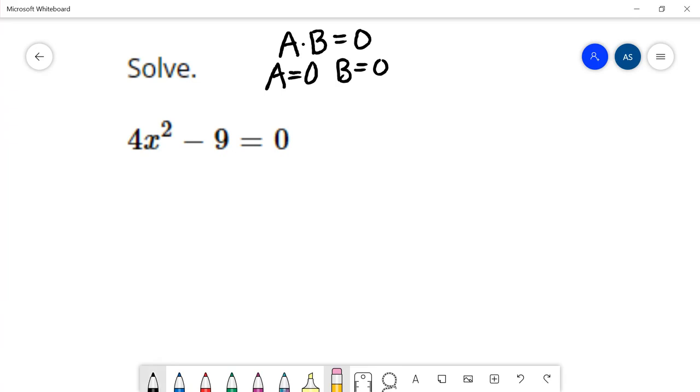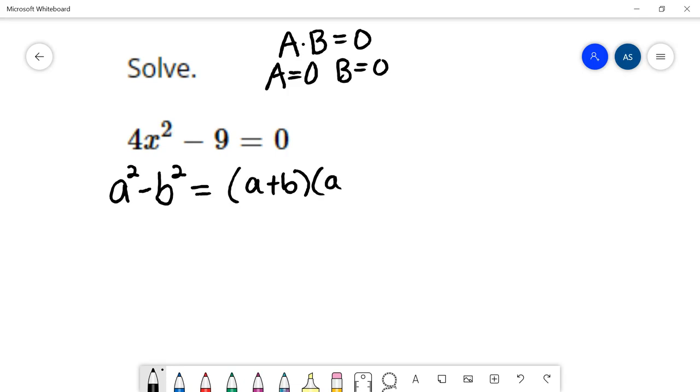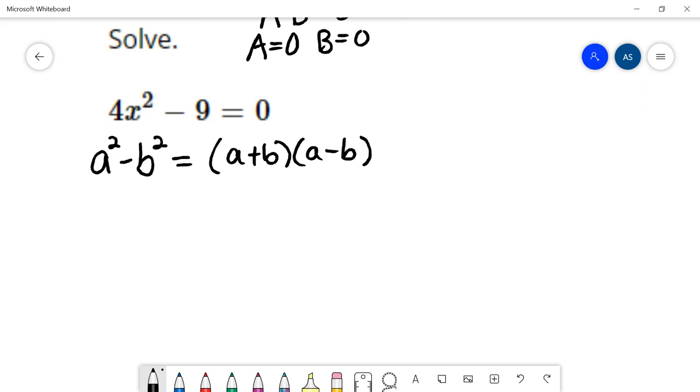So I'm going to use the difference of squares pattern to factor. The difference of squares pattern is a squared minus b squared is going to factor to be a plus b times a minus b. So we have the equation 4x squared minus 9 equals 0.